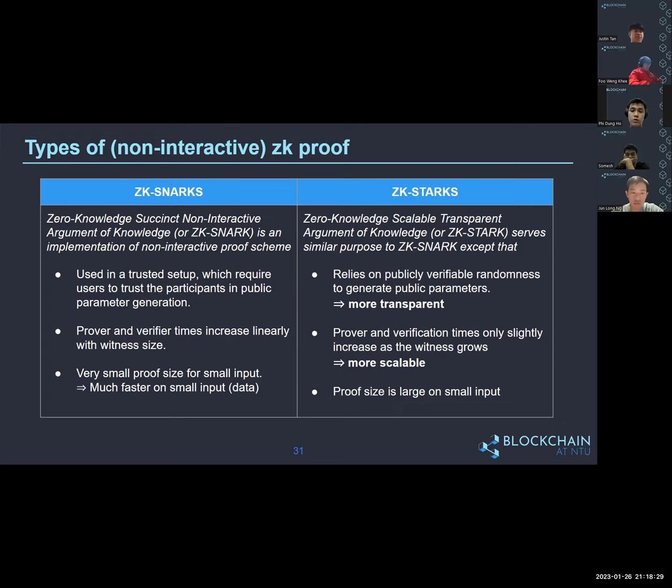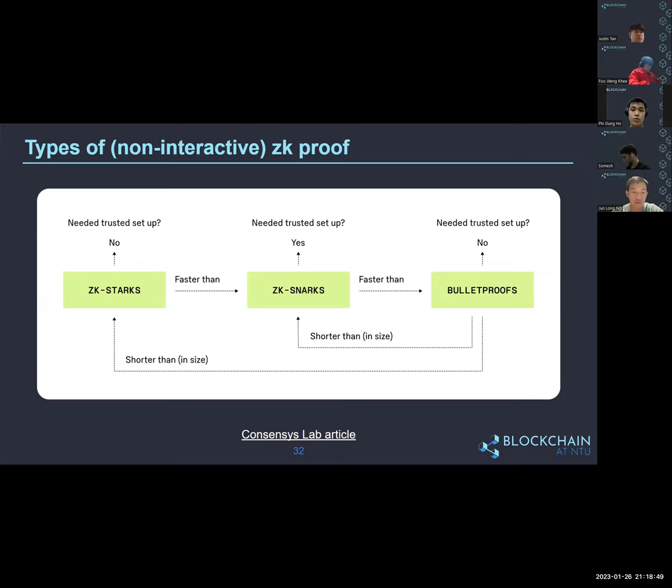The prover and verification times in these protocols only slightly increase with the witness size, so it's more scalable, but the proof size is normally very large on small input. Next, please. That's why both systems are still utilizing ZK-SNARK right now. This picture compares different kinds of non-interactive ZK proof. We have a scheme called Halo proof on the right, which is not very common, so I haven't talked about it. You can see that ZK-STARK doesn't need a trusted setup. The proof size is larger than all the other proofs, but it's more scalable.